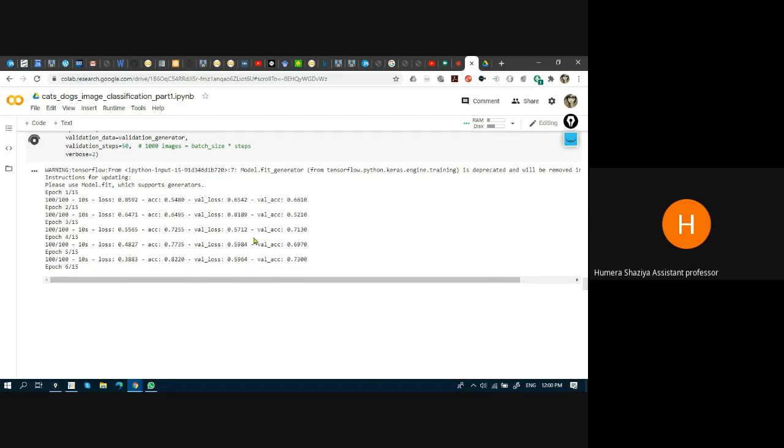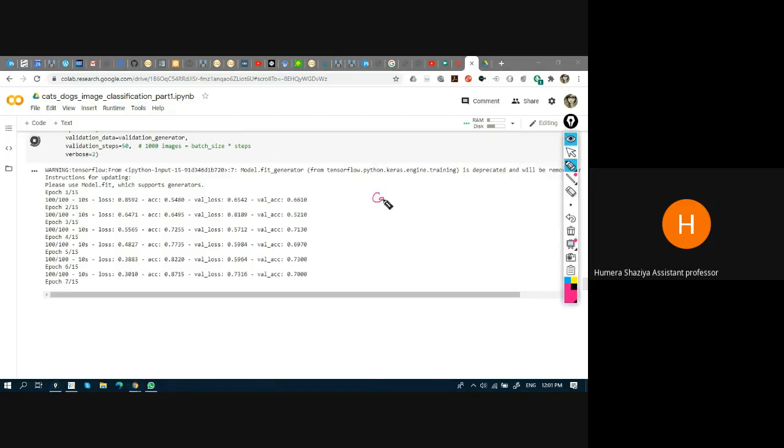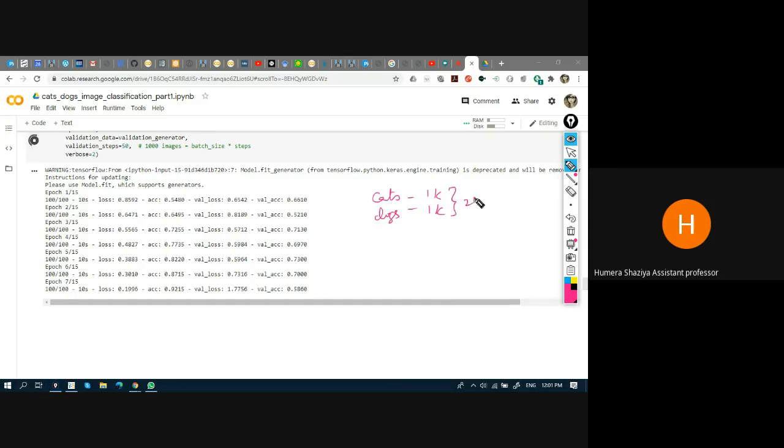Look here, epoch. One epoch means all the iterations of all the data samples of the data set. How many data samples do we have in our data set? We have 1000 cats, 1000 dogs in the training set, which means 2000.